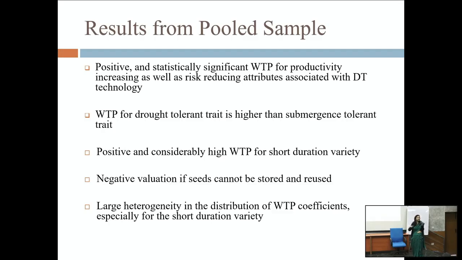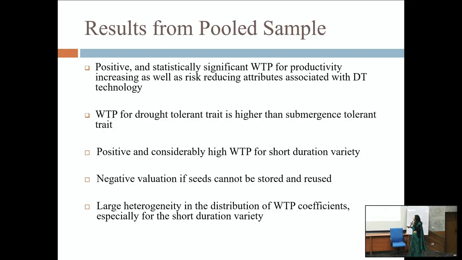I don't want, if there is a drought, what? Then I don't want my crop to fail and I'll have no income. So that's why these are called risk reducing attributes. And we found that for Odisha at least, willingness to pay for the drought tolerant trait was higher than the submergence tolerant trait. But an interesting result was this.